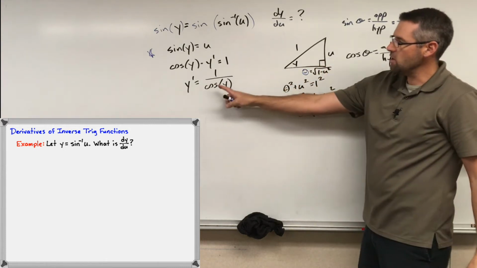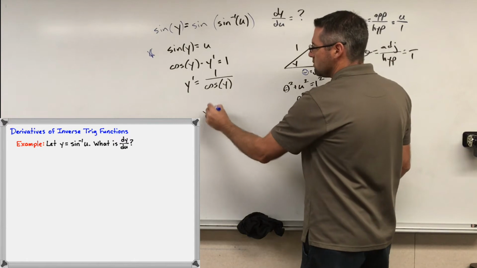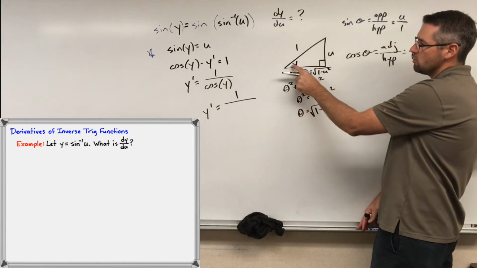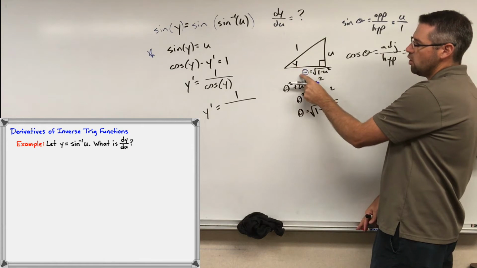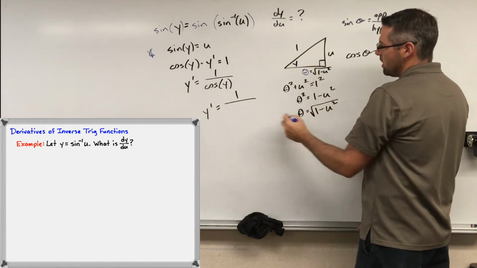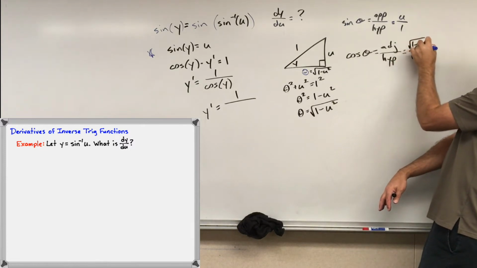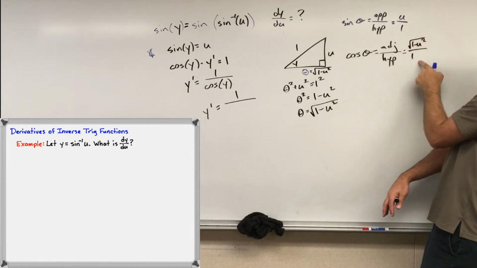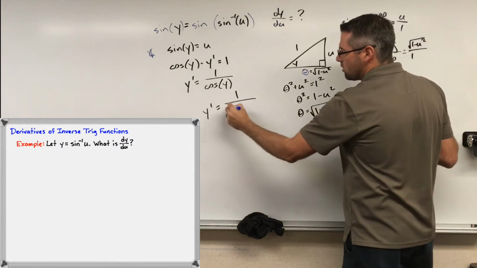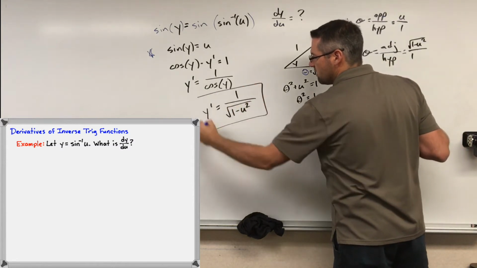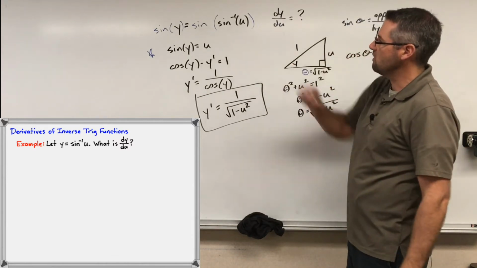And so we can now replace cosine of y with something of value. y prime equals 1 over, what's the cosine of y? The cosine of y is the adjacent over the hypotenuse. So it would be radical 1 minus u squared over 1, and then that just simplifies to radical 1 minus u squared. And there we have the derivative of the inverse of sine.